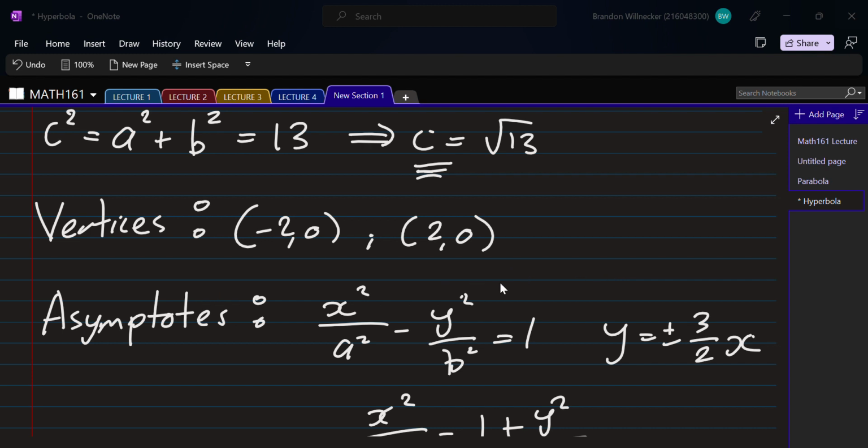And if this hyperbola was shifted, then the vertices and the foci would shift along with it. So just as an example, let's say x minus 1. So we shift everything across. We can shift everything here.